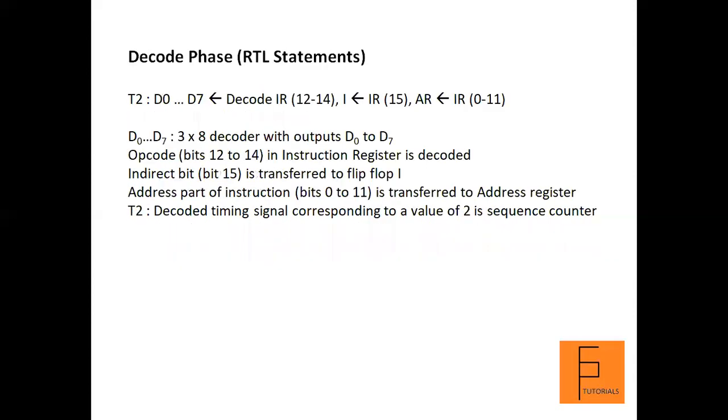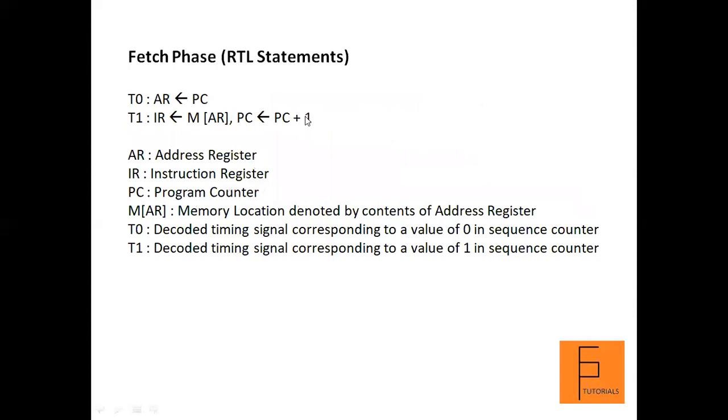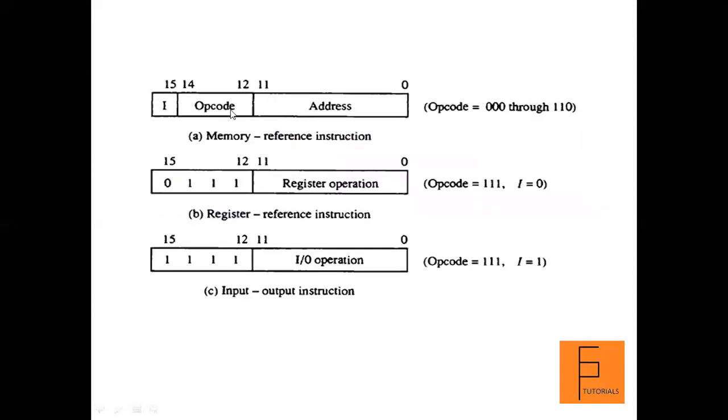The next phase, the decode phase, involves a few micro instructions, as you can see, and all these micro instructions, which are separated by commas, are performed in one clock cycle itself. The first micro instruction involves decoding the instruction register. You decode bits 12 to 14. If you remember, bits 12 to 14 represent the opcode portion, as you can see in figure A.